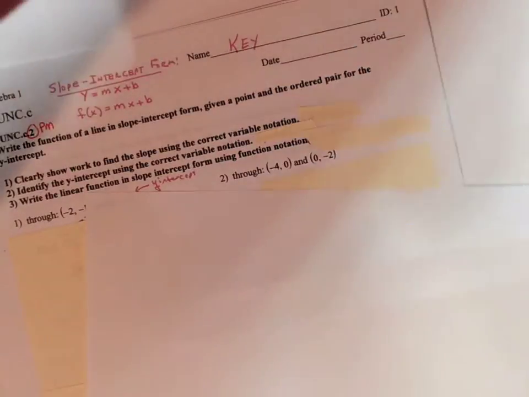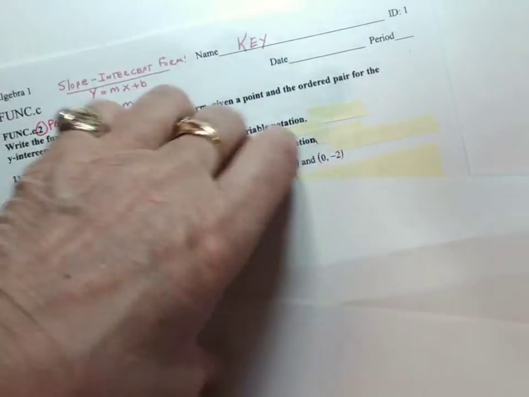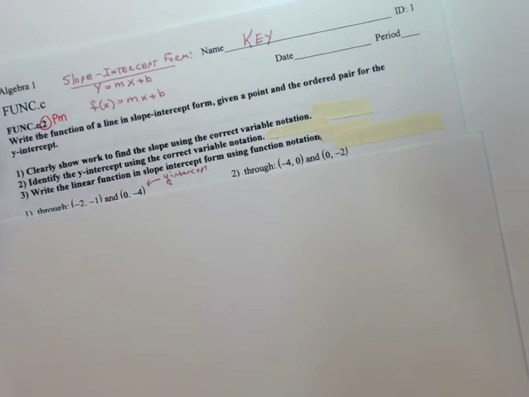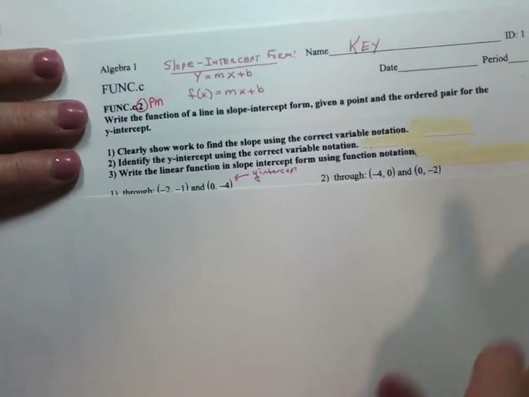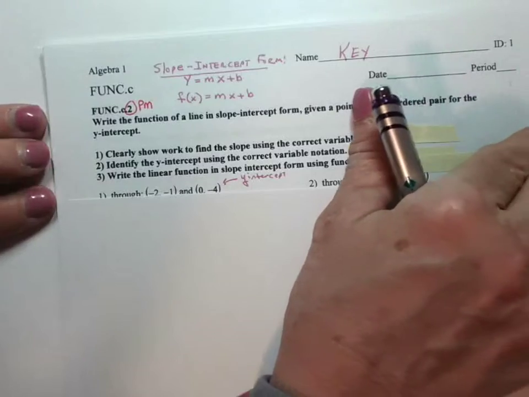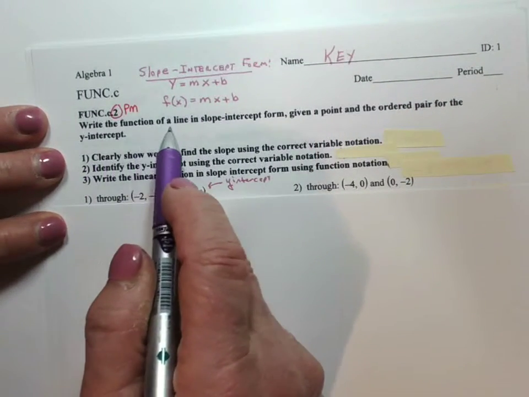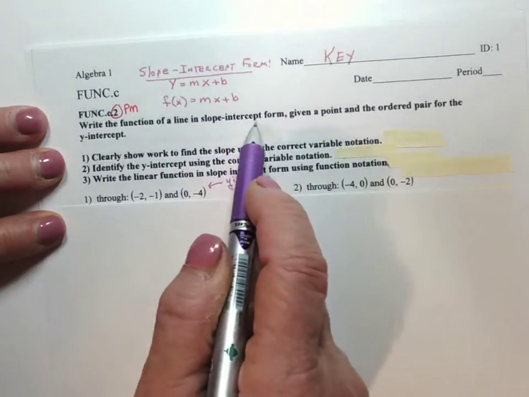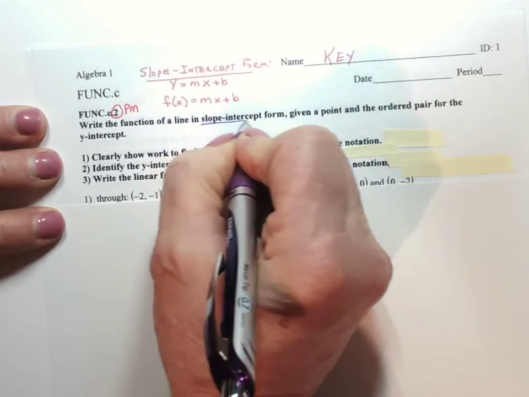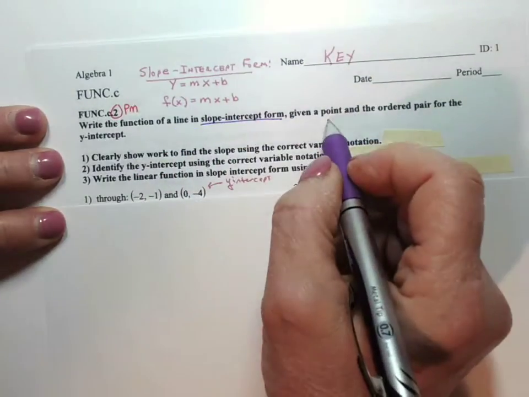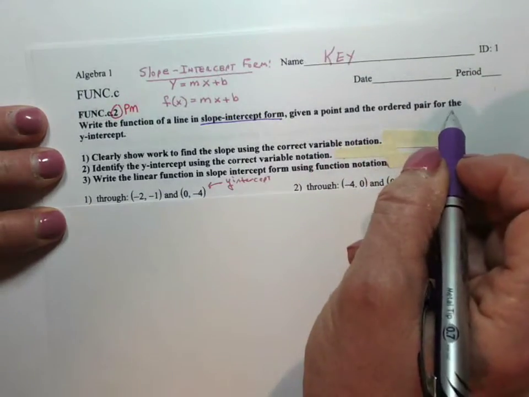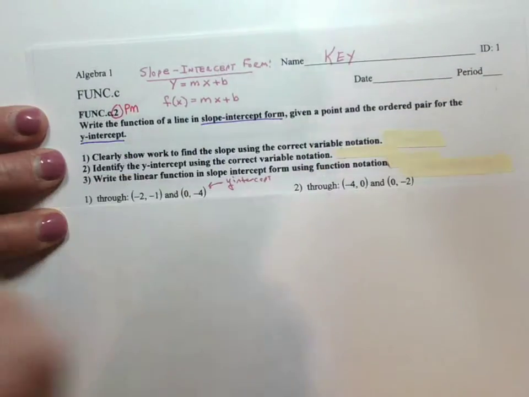Level 2. Here we want to, now that we know how to find slope, write the function of a line in slope-intercept form, given a point and the ordered pair for the y-intercept.